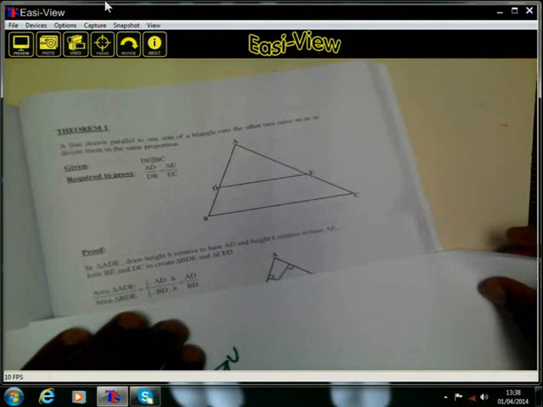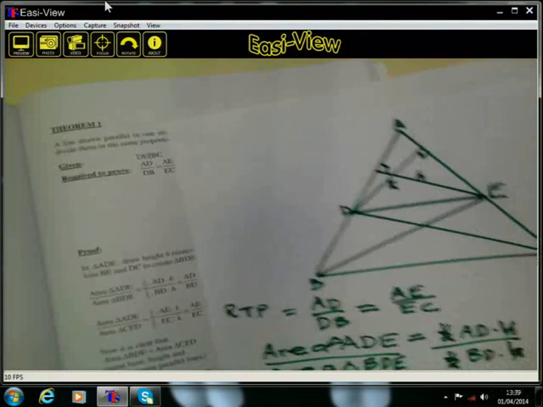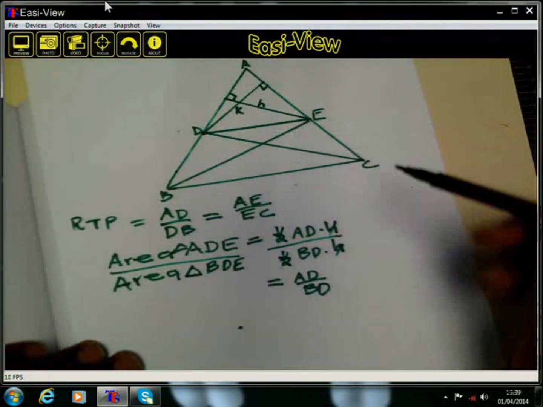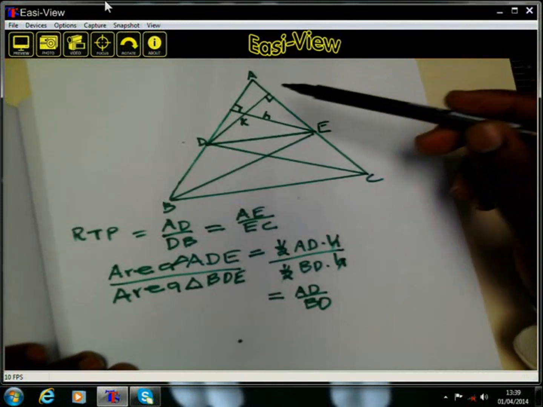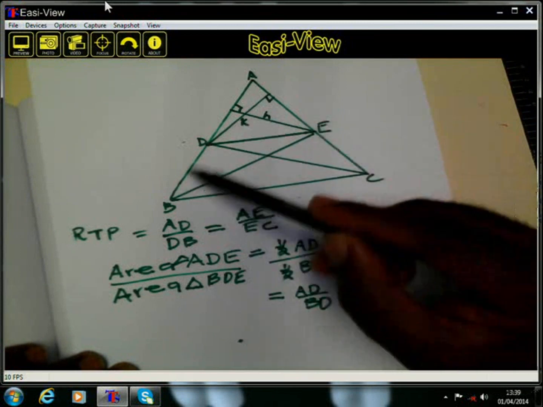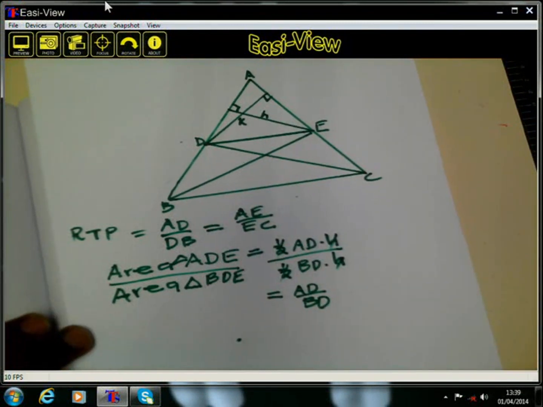And that is what the book says. Let's quickly check on that. This is what the book says: AD over BD. Fine. That was the first pair of triangles that we have identified. Remember, the triangles in question were ADE and BDE. These were the two triangles. Fine. Let's move over to another set of triangles.